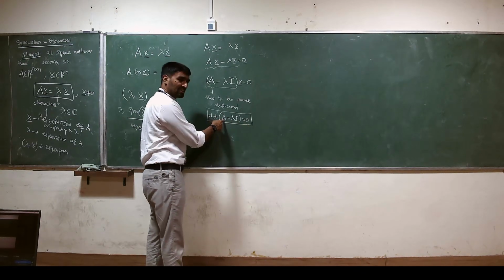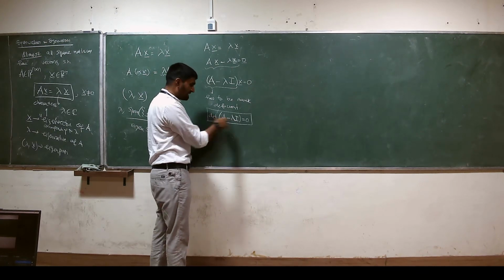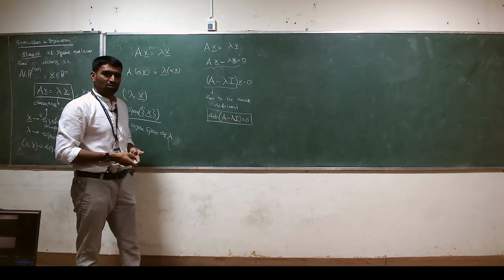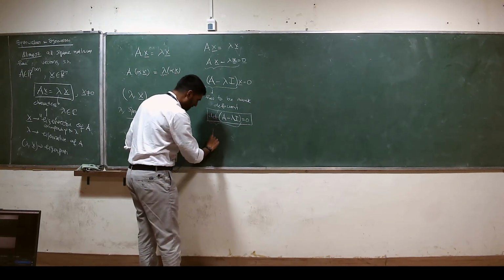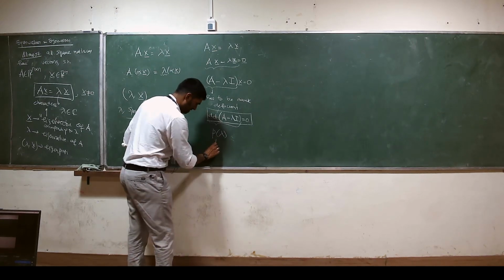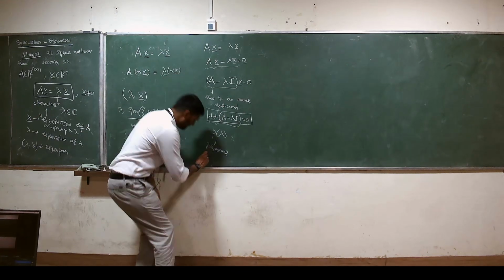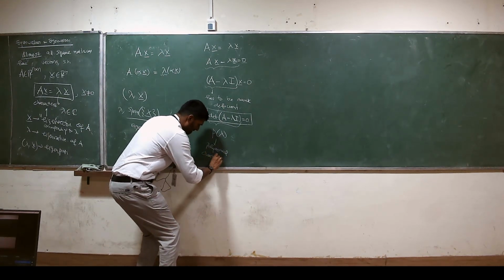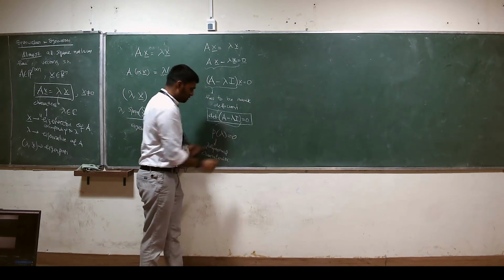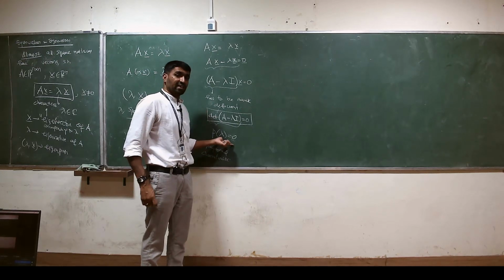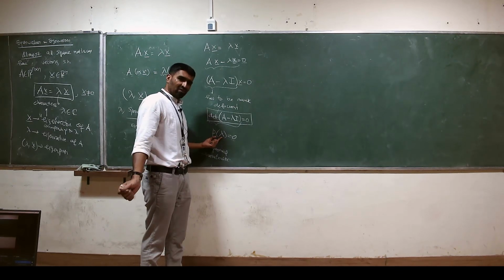So if you have a matrix A and lambda is an eigenvalue of the matrix A, then the determinant of A minus lambda I has to be 0. If you compute this determinant, what you will get is a polynomial. This is called the characteristic polynomial, and when you equate it to 0, it is called the characteristic equation. If you find the roots of this polynomial, those will all be your eigenvalues.